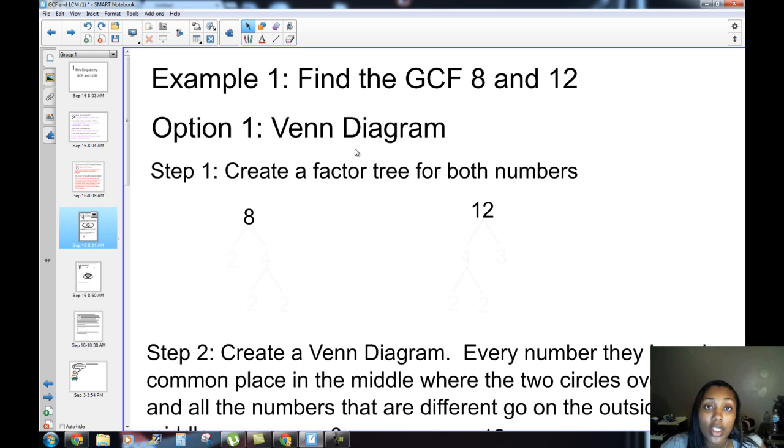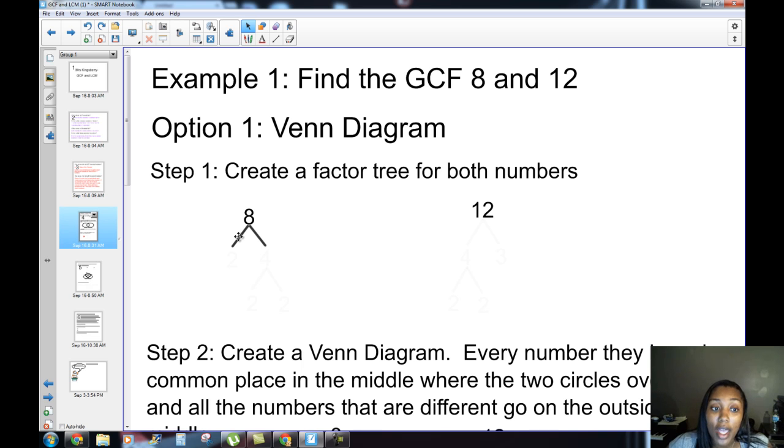So let's look at this example. So this example asks us to find the GCF for 8 and 12. So we're going to start with our first option, which is a Venn diagram. So we're going to have to start by creating a factor tree for both numbers. So I want to create a factor tree for 8 and 12.